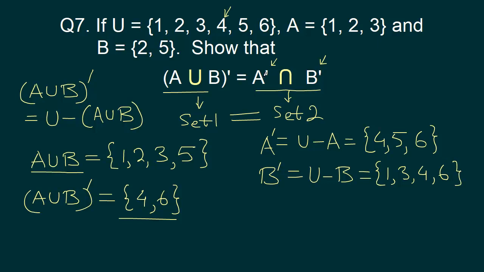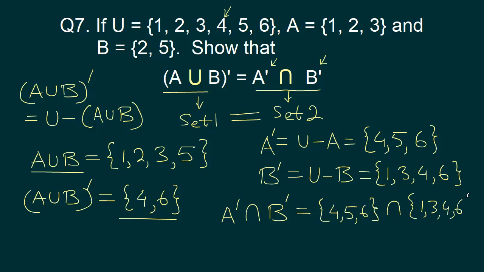And now we have to do A complement intersection B complement. A complement is this set that has 4, 5, and 6. Now we are trying to find the intersection of that set with B complement, which is 1, 3, 4, and 6. How do we do an intersection? We have seen before, intersection simply means identifying those elements which are common to both sets.